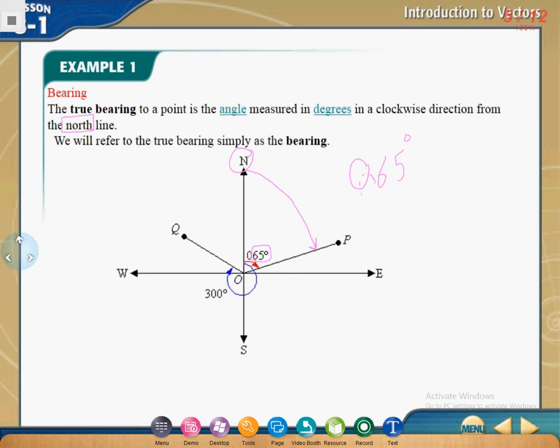Okay, so can you tell me what do we call this? Let's see. This angle, we're starting from north clockwise until we reach the terminal. What do we call this? Yes, excellent. 300 degrees. This is again true bearing. So you have to combine true bearing with north. Again, start with north clockwise.